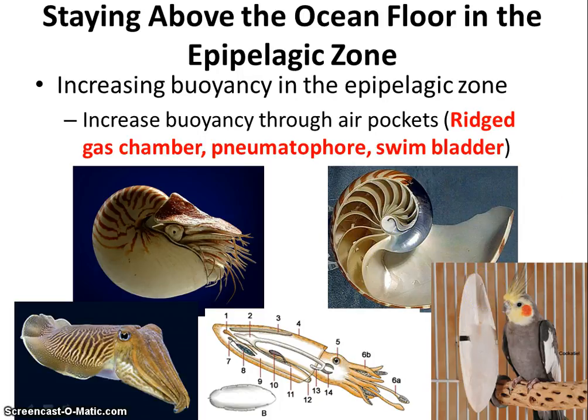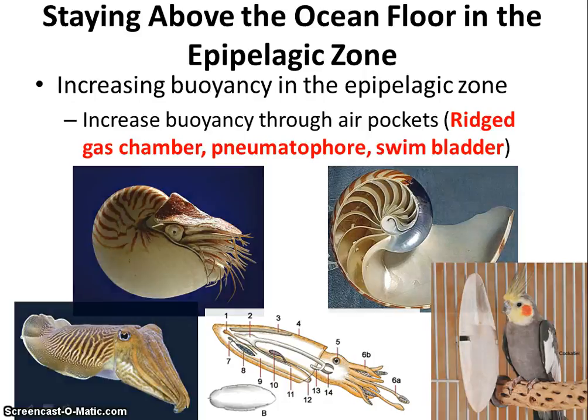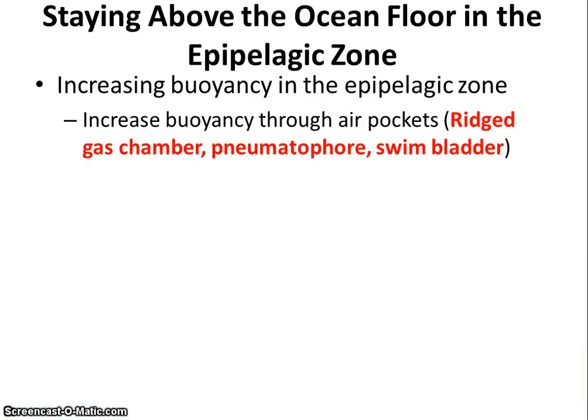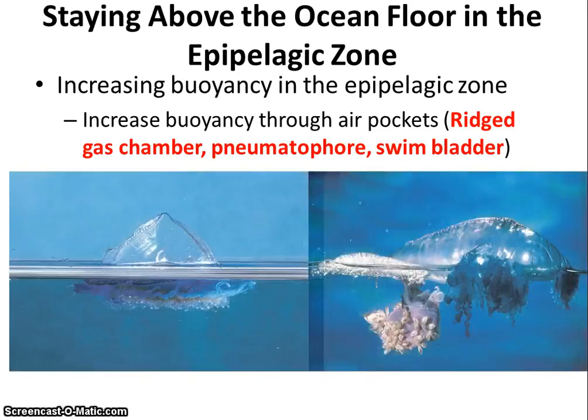The problem with these rigid gas chambers is that they're rigid. They can burst, especially if the organism goes up or down too fast in the water and the gases inside these chambers expand or contract too fast. So, organisms adapted a second evolutionary adaptation to stay above the ocean floor, and it's seen here: pneumatophores.